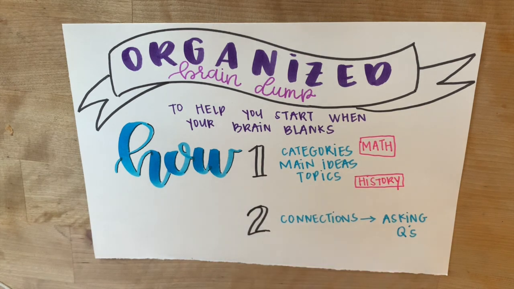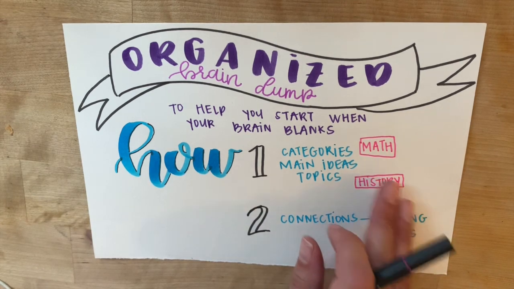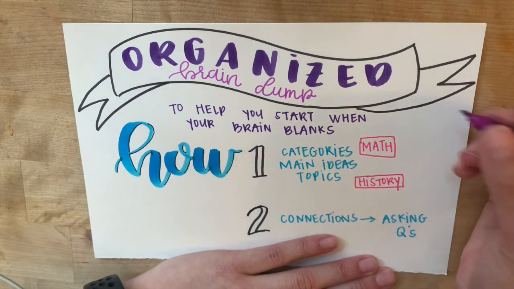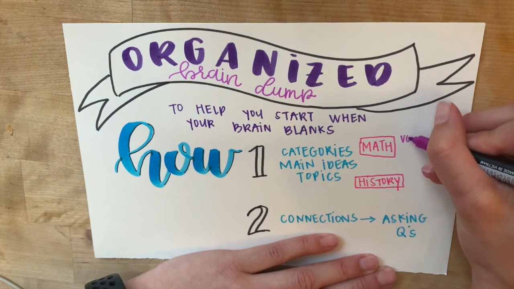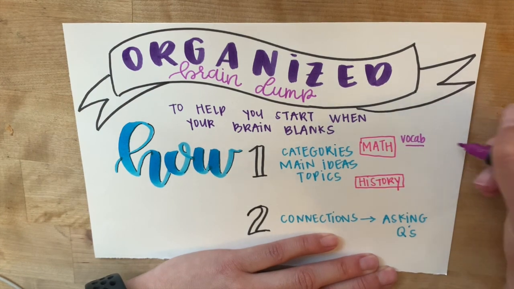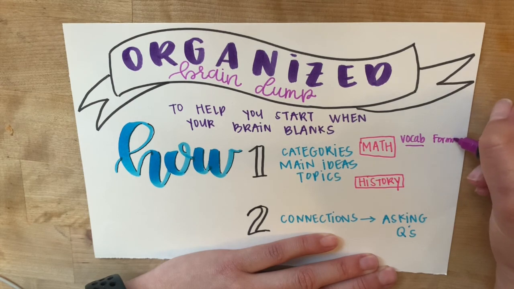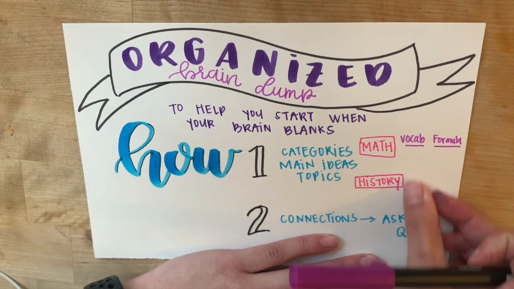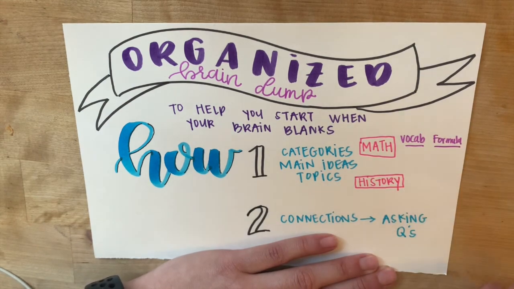So for example, if I were about to take a math test and I was like, oh my goodness, I'm kind of forgetting things, let me refocus and calm myself, I would think, what are some major categories in math? I would think, okay, we got a lot of vocab, that's for sure. I also know we got a lot of formulas. And so now what I'm going to do is give myself this starting point and brain dump them, and that's going to help me build off of them.